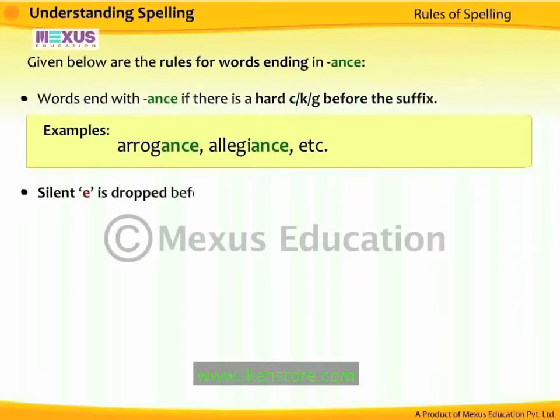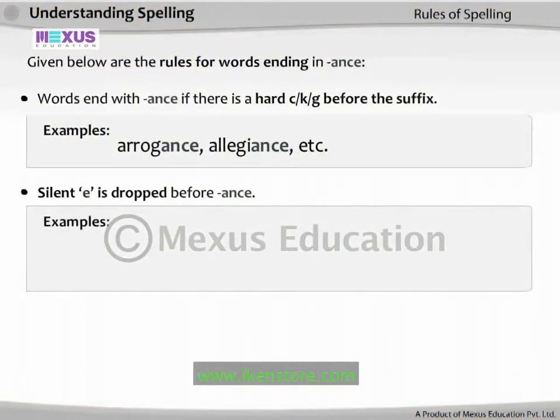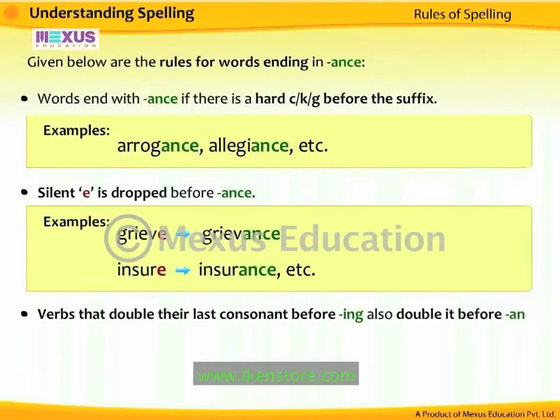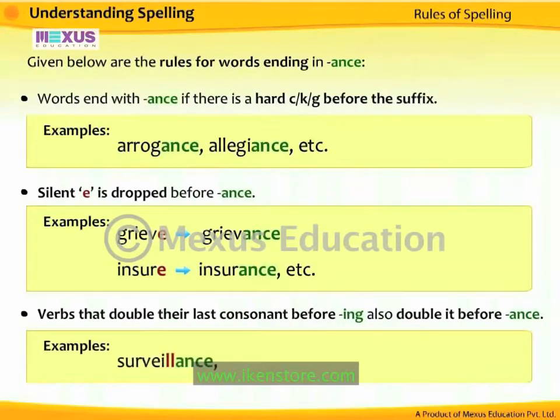Silent E is dropped before ANCE. For example, the silent E in grieve is dropped in grievance, and the silent E in insure is dropped in insurance, etc. Verbs that double their last consonant before ing also double it before ance. For example, surveillance, admittance, etc.